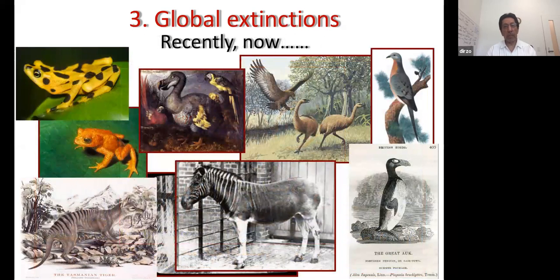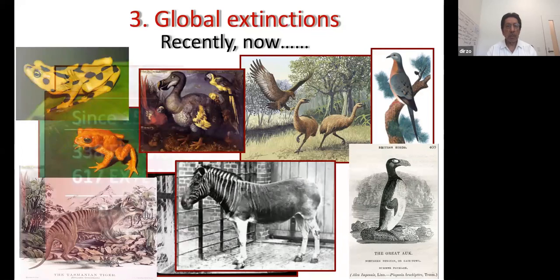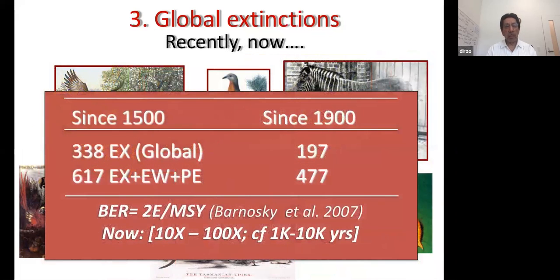Well, that trend of defaunation has continued until today. And here you have in this slide a collage of some of the species that have gone extinct in more recent years. You can pick your favorite or you can pick your saddest of the ones in this slide. We can actually estimate or quantify the extinctions that have happened after the Pleistocene, in the Holocene and in today's times in the Anthropocene. So let's look at these numbers of global extinctions.